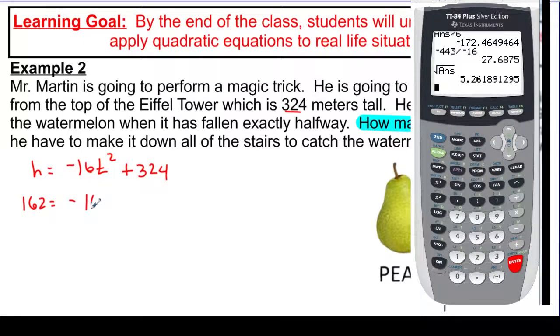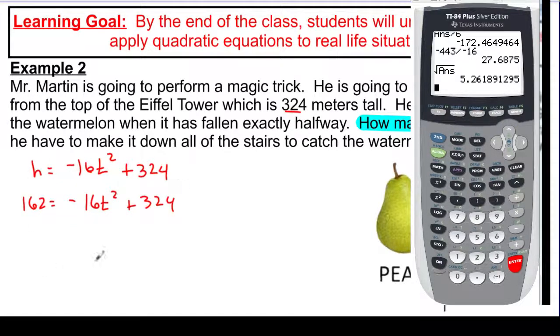I had to do a little bit more work in that problem. They didn't come out and tell me that I'm catching the watermelon at 162 meters. I had to look at the problem and say I'm catching it at halfway. What is halfway? So it's a little bit more challenging in this one because I had to do that work.